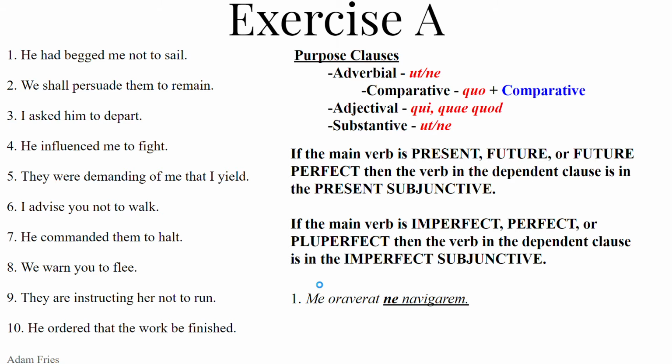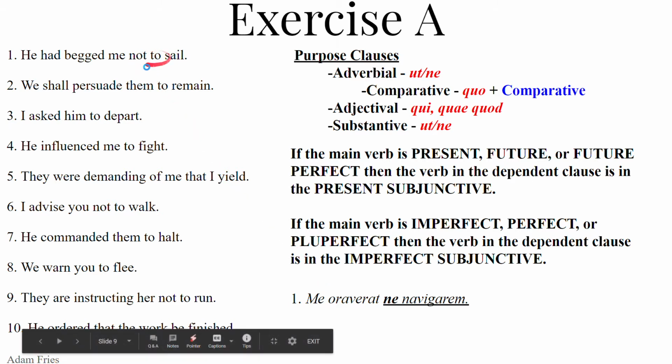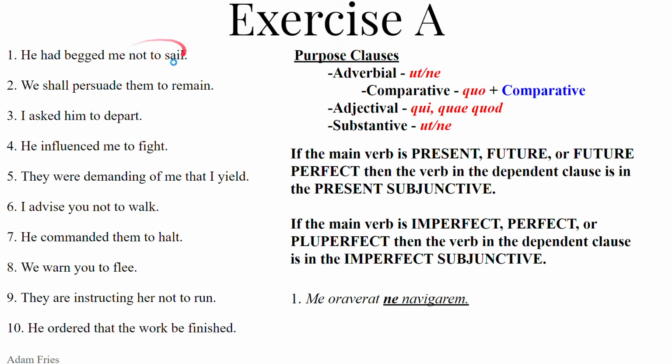What thing did he beg me not to do? He begged me not to sail. This is a noun clause. This is a substantive, that is a noun, clause of purpose. He begged me. Why did he do that? Well, so that, for the purpose of me not sailing. This is what he begged me not to do.